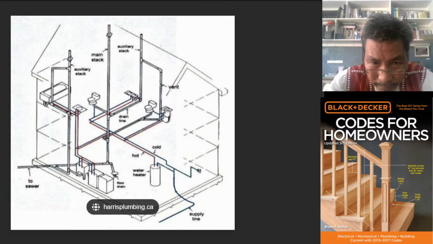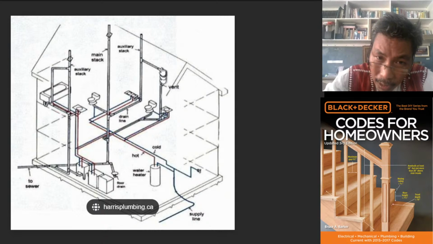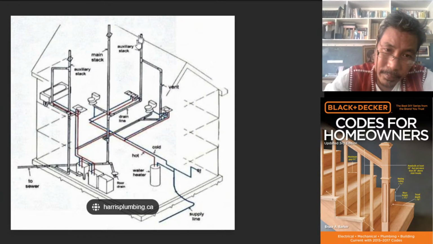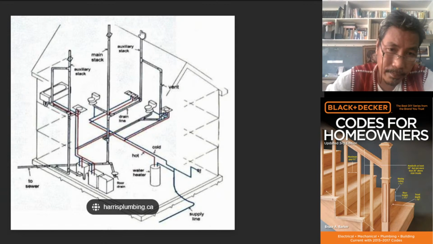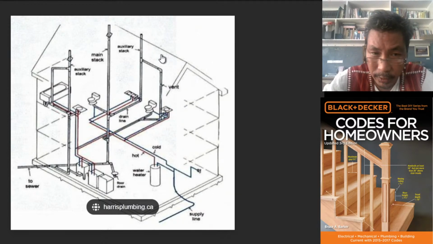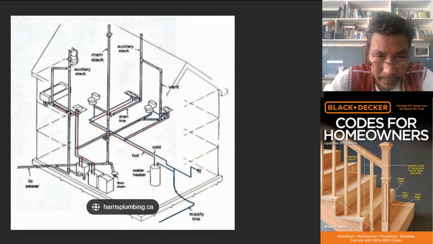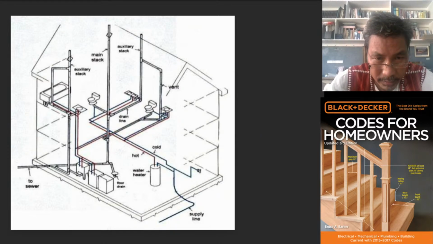So this is vent again. The pipe at the same height of the fixture going out and going upward, that is what we call vent, going through the roof. And here that is called auxiliary stock. Auxiliary stock means an auxiliary vertical pipe. In this case, it is functioning as a vent. Auxiliary stock, another vent. Let's go to the next.